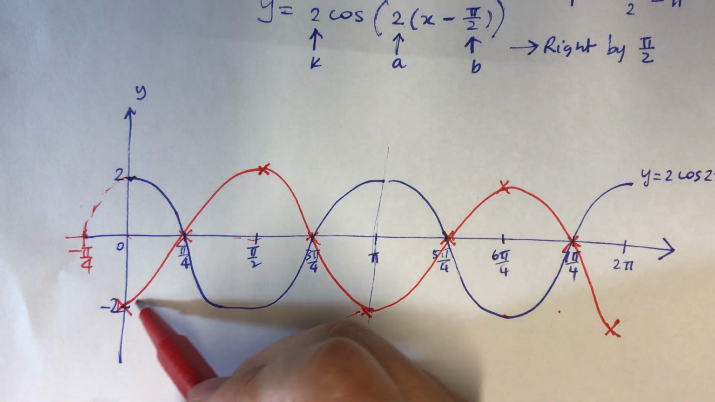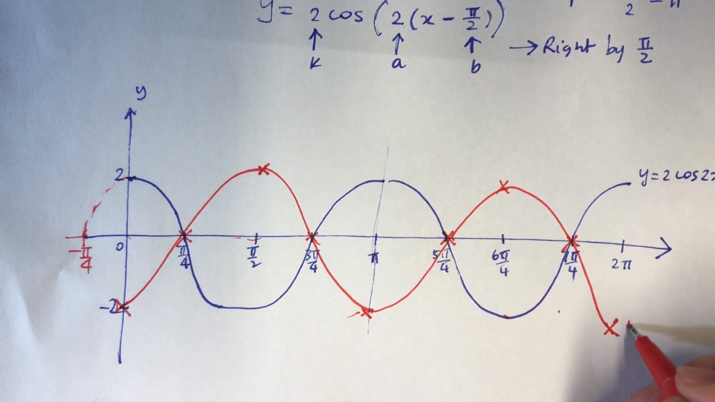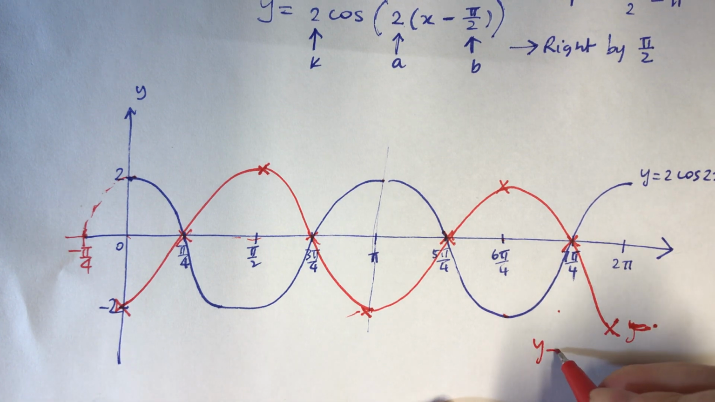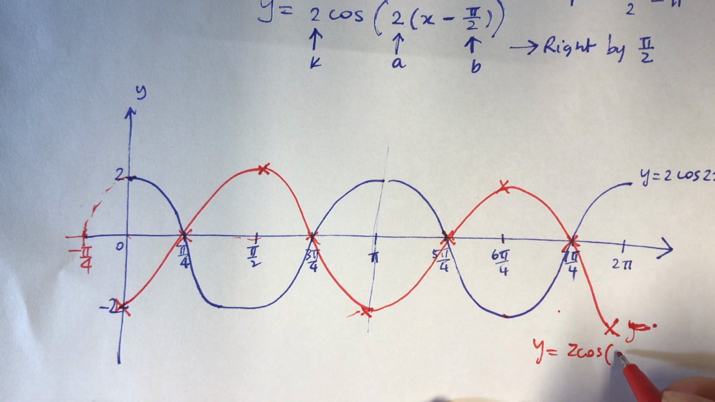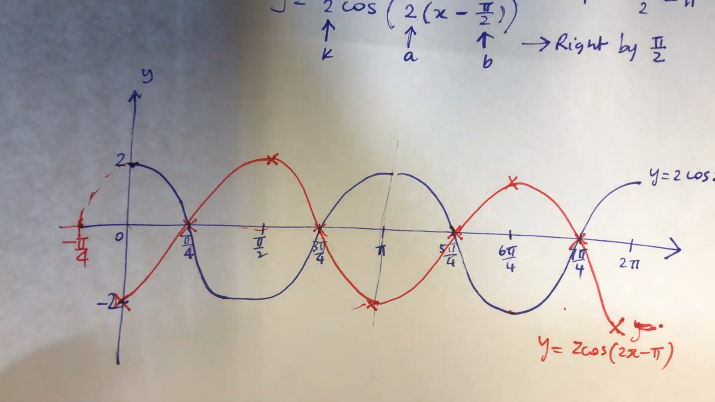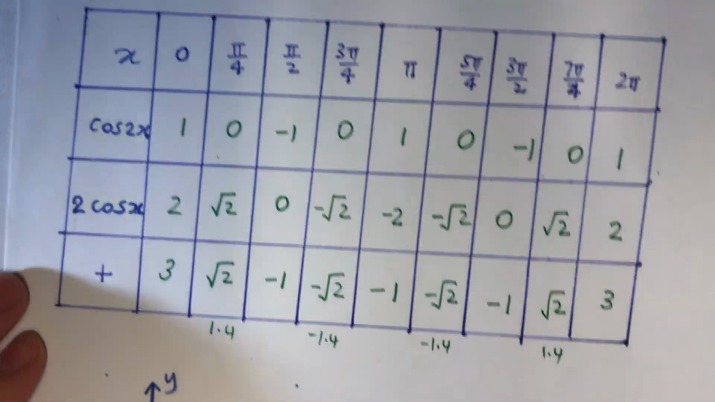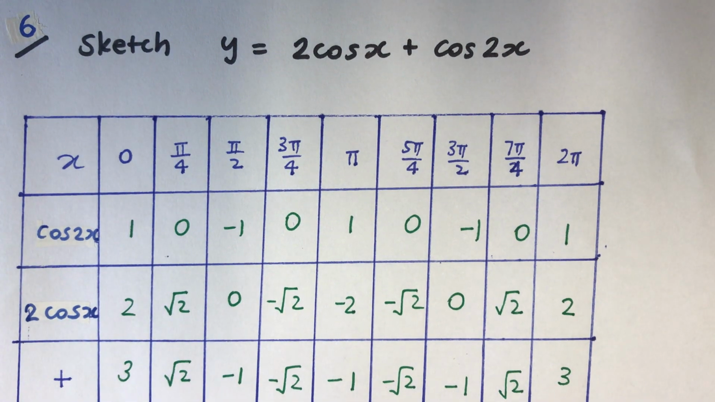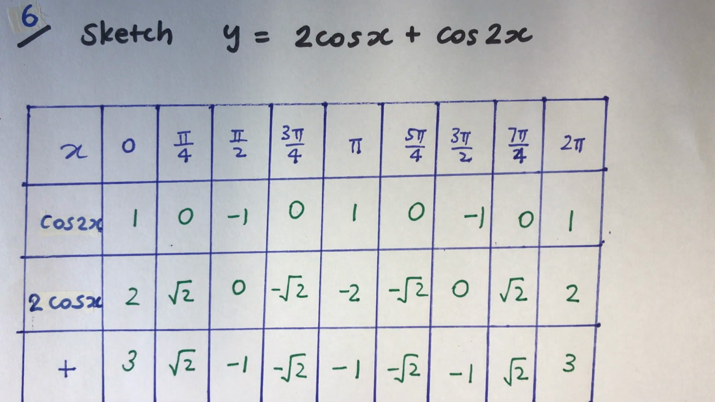Okay, so this is my y equals 2 cos(2x − π). Okay, so that's done. Now I'm going to do a little bit harder ones, which is sketching a... well, there's a couple of ways of doing this. It's addition. So y equals 2 cos x plus cos 2x.